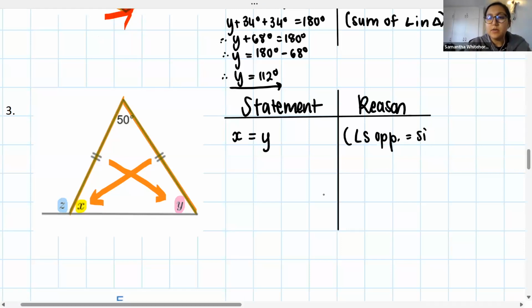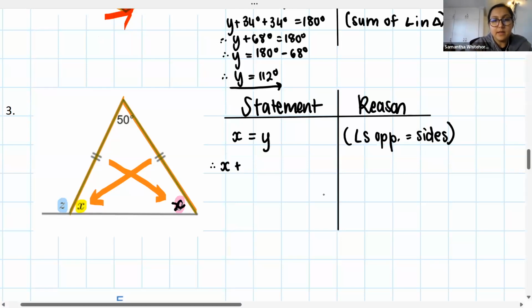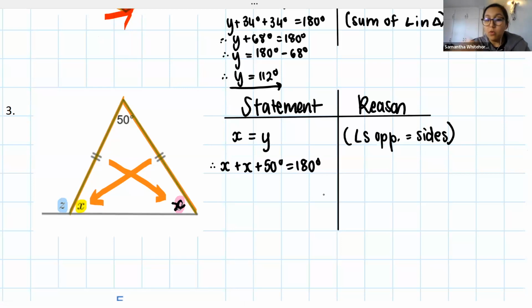Because I know that, and only if it helps you, you could make both of these x, because they're the same thing. You could also make both of them y. They represent the same value. From there, x plus 50 must give me 180, or y plus 50 gives me 180. This is because of sum of angles in a triangle.